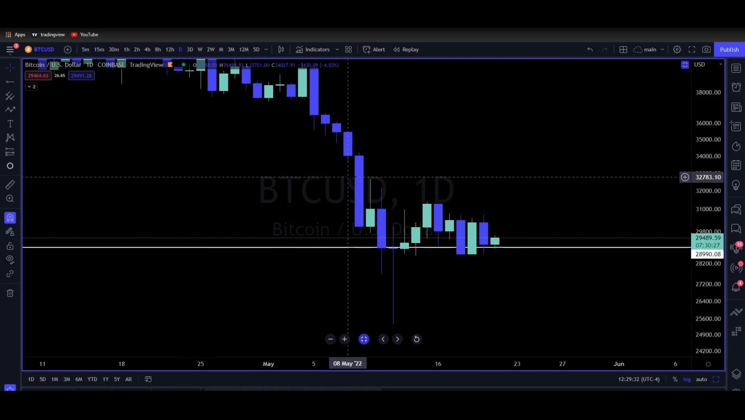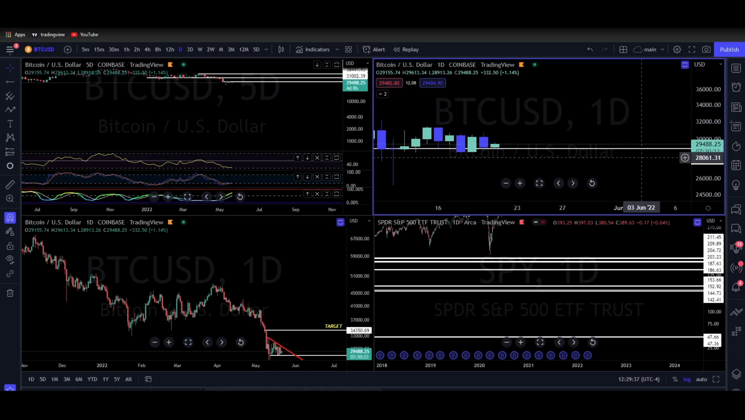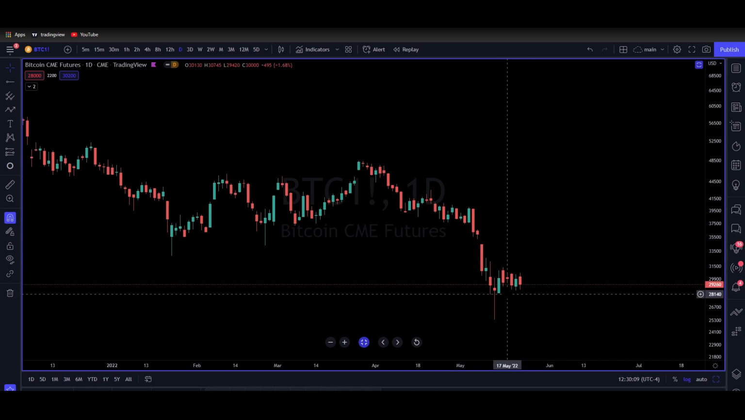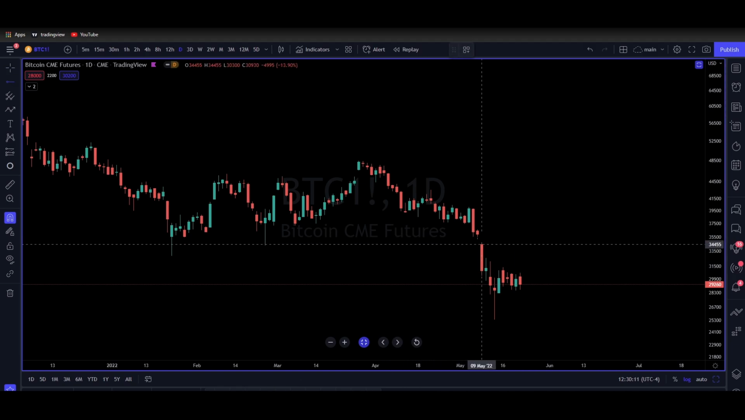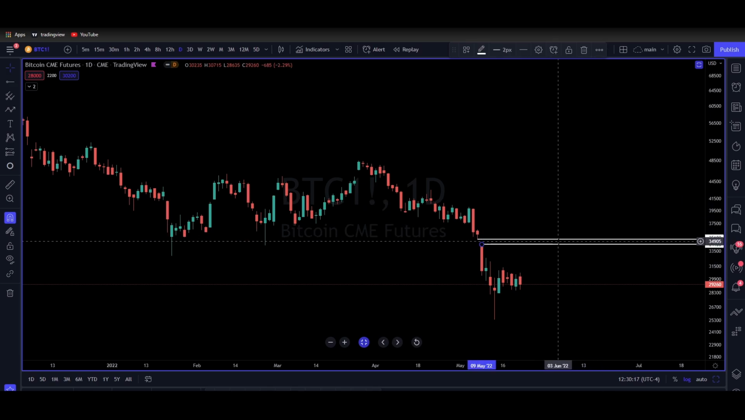One other thing that I want to mention is this. Gaps don't have to fill. Here is the CME chart, and this is the gap that I am speaking of right here. So let's get rid of this. Let's bring a line over here. Boom there, and then boom here. So this is the gap. It's a little over $1,000 gap.